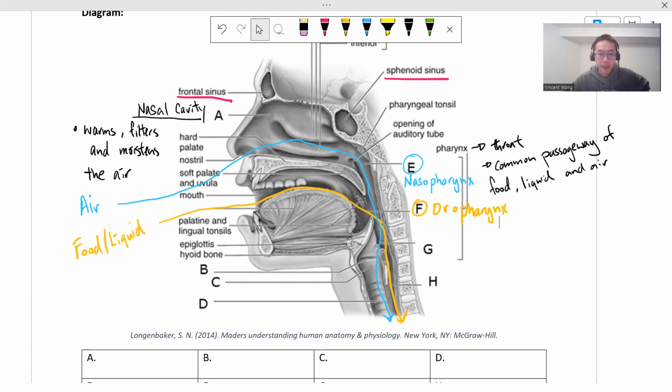Now, to leave the pharynx, if we talk about the air, we're going to go through this structure called G. That's this part right here. I don't know if you can really see it on the diagram. I always spell this wrong, so let me spell it out first.